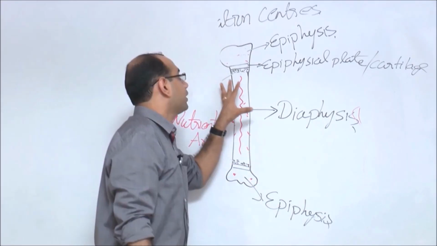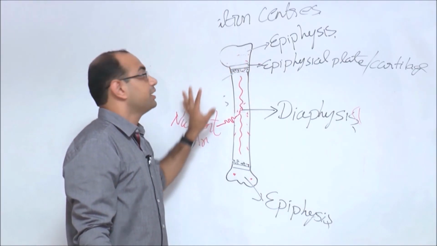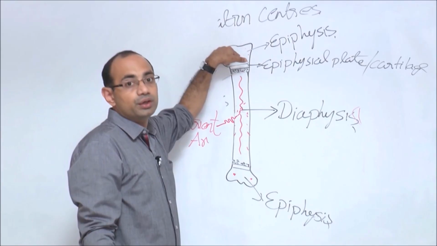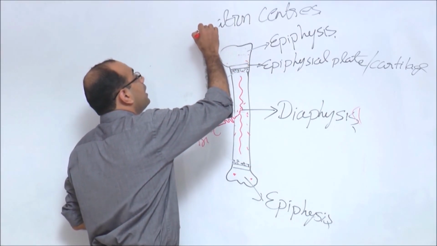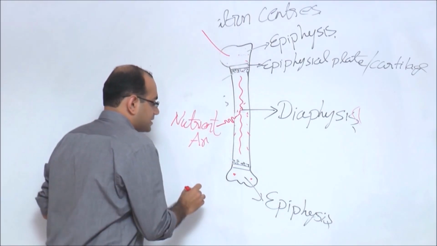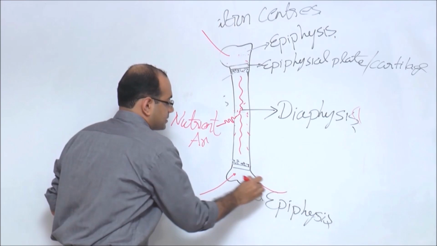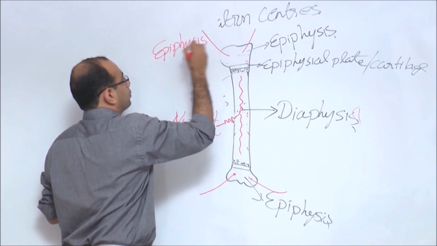The second group: you have seen that the shaft is almost supplied by the nutrient artery. So then you have to have arteries going to the ends. That means you will have something called an epiphyseal artery. So this is your epiphyseal artery going to the ends. The epiphyseal artery supplies the ends of the long bone, or the epiphysis.